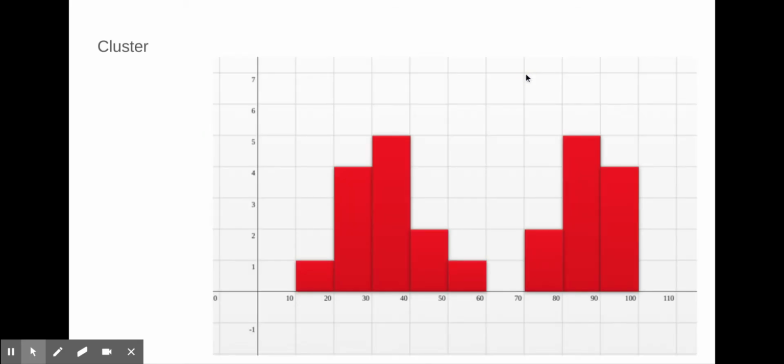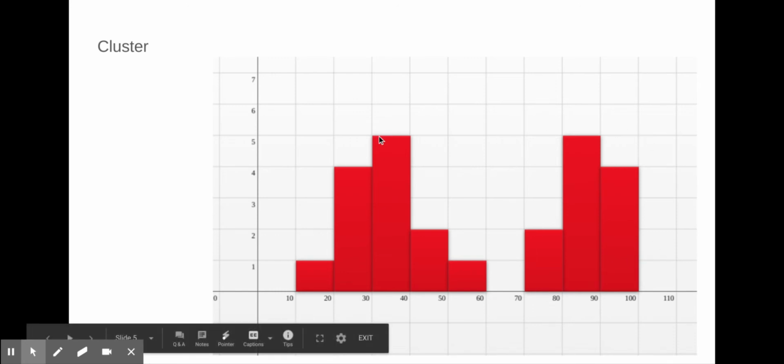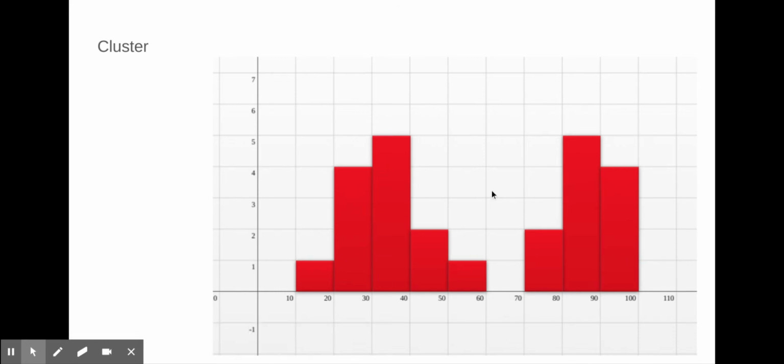Another word we use to describe distributions and their shape is a cluster. A cluster is a group of data points that are all, well, clustered together or put together. So in this example, you can see two different clusters of data points.